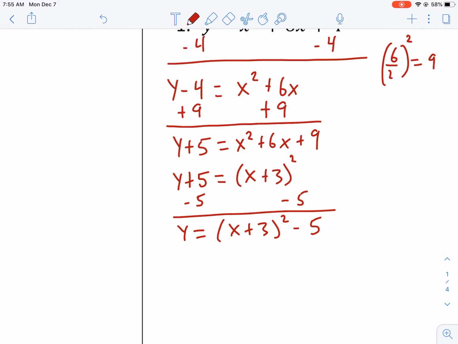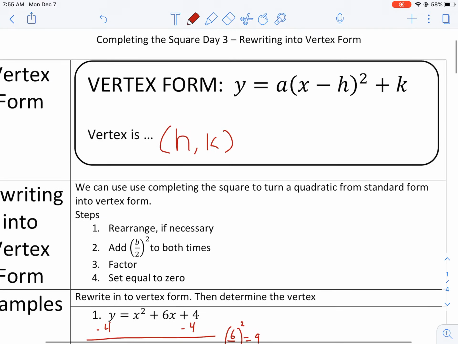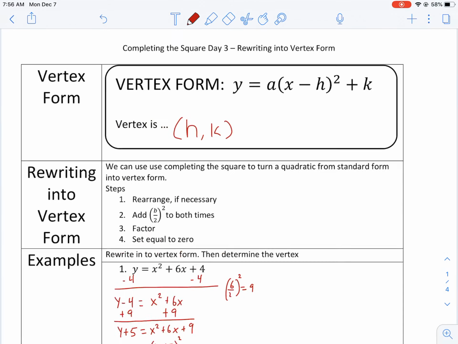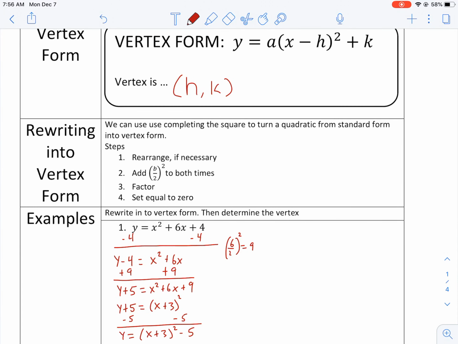Okay? And now it looks like vertex form right here. So think about, what is our H value, what is our K value? Just like always, the number in the parentheses is a little backwards. It's X minus H. This is X plus 3. So the H value is always going to be the opposite. Since it's plus 3, that means it's moving to the left by 3. K value is the same, so minus 5, so we're going down 5.